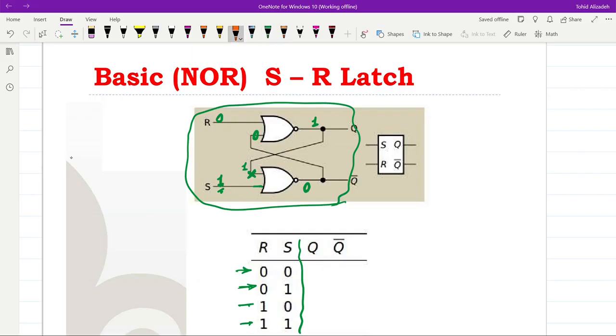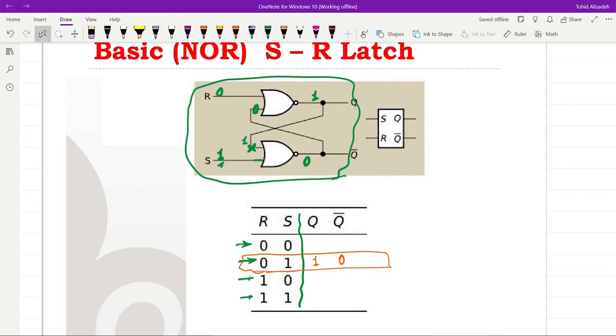Therefore, when we have 0 for R and 1 for S, the value that we have for Q will be equal to 1, and the value that we have for not Q will be equal to 0. Now we can consider the next case: 1 for R and 0 for S.